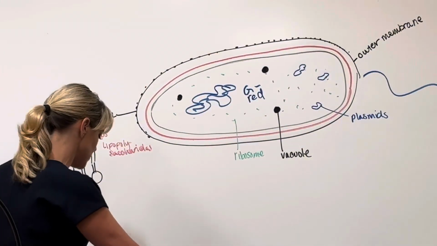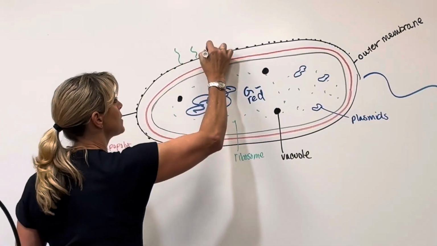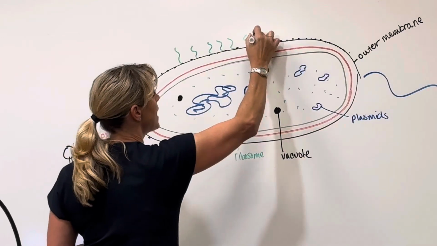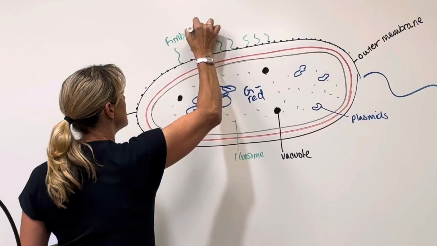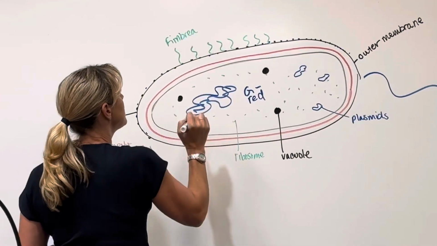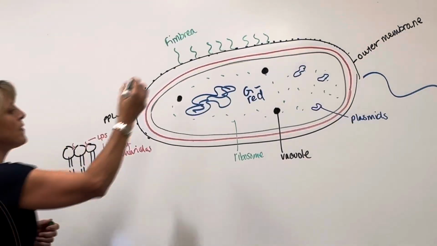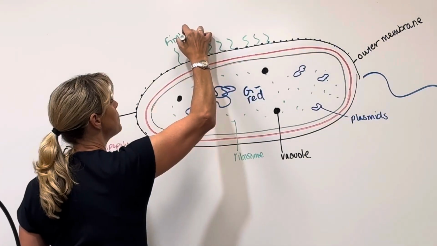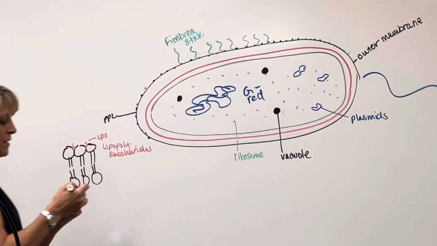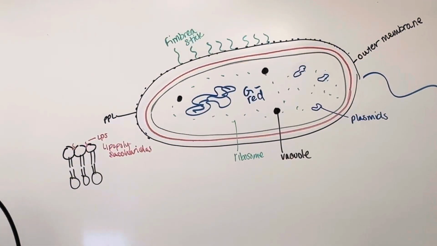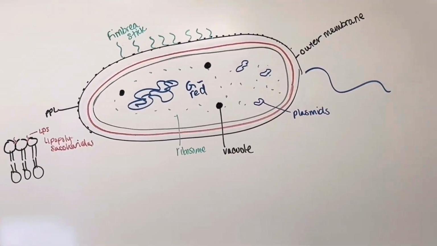Don't get confused with what are called fimbriae. Fimbriae are a little longer. These are the hairs. Fimbriae are the little hairs, and these are for adherence. They stick to stuff. Not every bacteria has fimbriae.